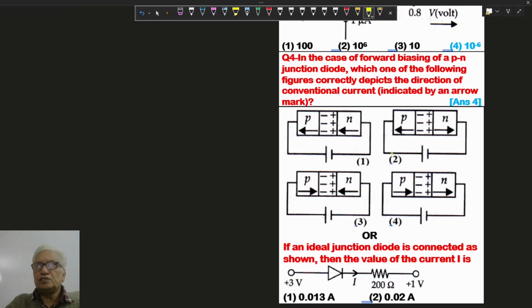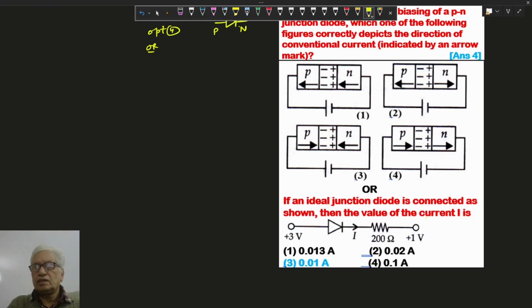Now question 4. This is the direction of current in case of a P junction to N. So from P to N, this current will be forward biasing. So conventional current is from P region to N region. That's why the symbol of the PN junction diode is like this. So option 4 is correct.